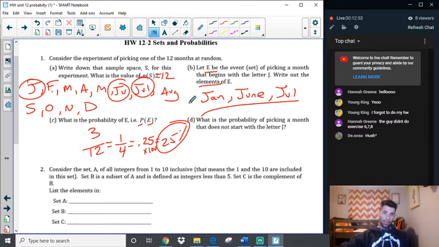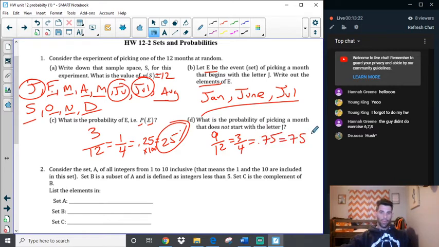Okay, and here is kind of the complement part. What is the probability of picking a month that does not start with the letter J? This one's not too bad because you can just see them and copy them, but there's a shortcut to it. If you're not a J, it's everybody that's left, and there's 1, 2, 3, 4, 5, 6, 7, 8, and 9 months left. So it's 9 out of the 12, okay? Or 3 out of the 4, or 0.75, or 75%, all the same thing.